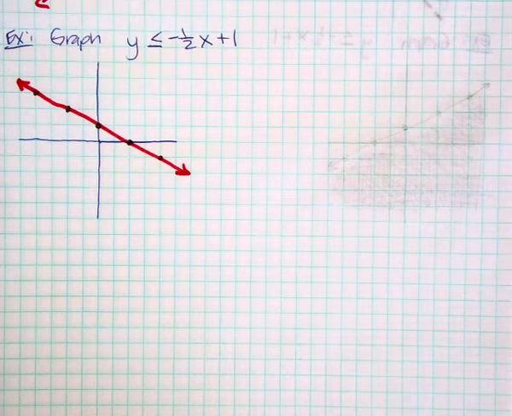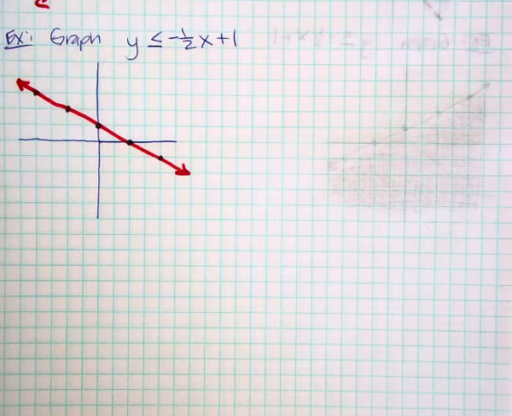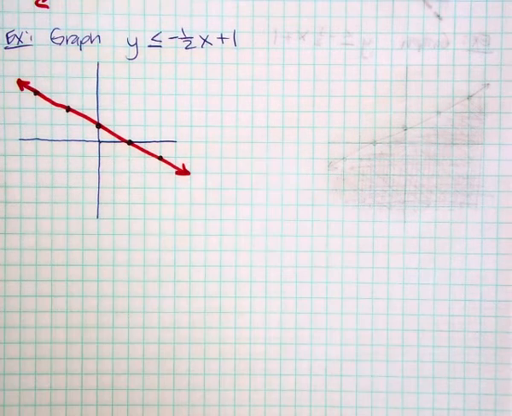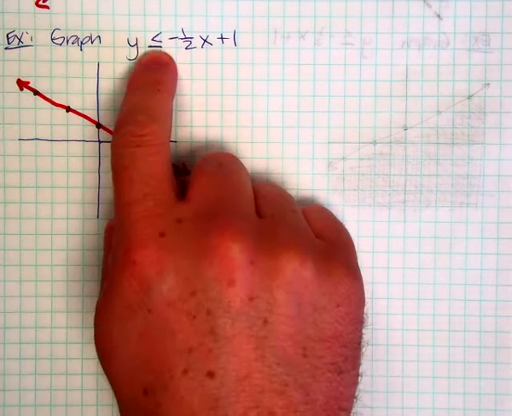Joe, should I shade above or below the line that I just drew? Why? No, we do not always shade above. Can someone help me out on this? Do I shade above or below, and why? Ashley? She said below because it says less than.